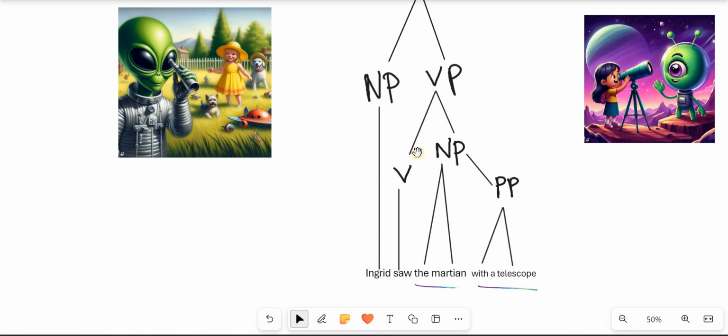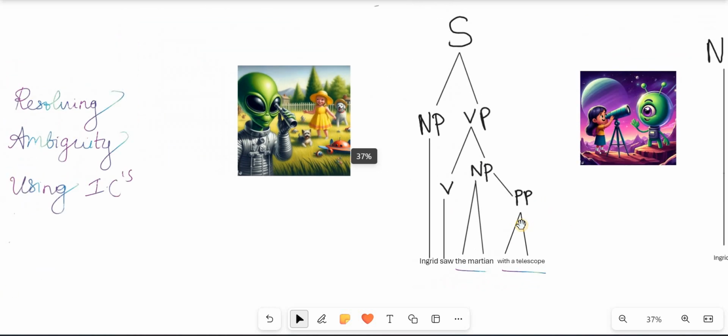A verb phrase will have a verb, and here there is a noun phrase. Inside this noun phrase is the prepositional phrase, with the telescope. We can represent it like this. So the sentence comprises a noun phrase and a verb phrase. The noun phrase here is Ingrid. In the verb phrase we have the verb saw. Then we have the noun phrase, which is the Martian.